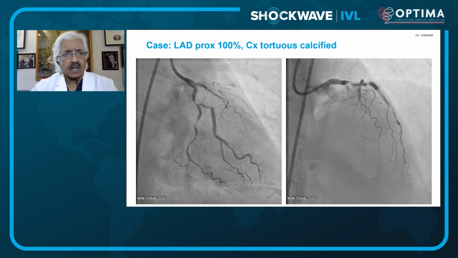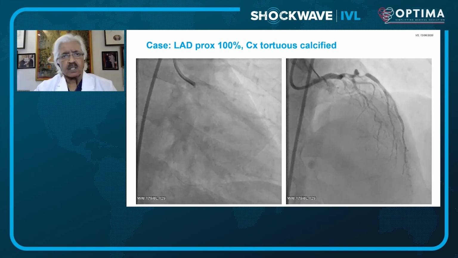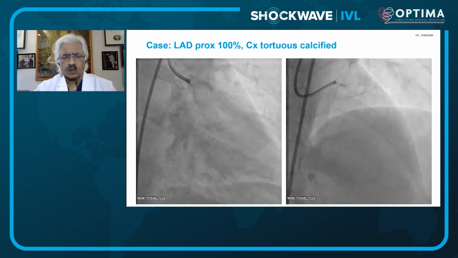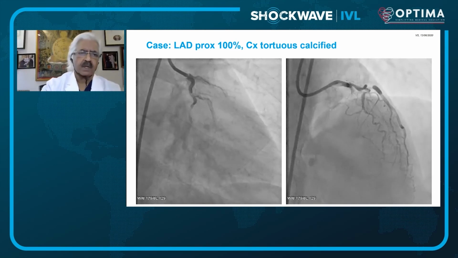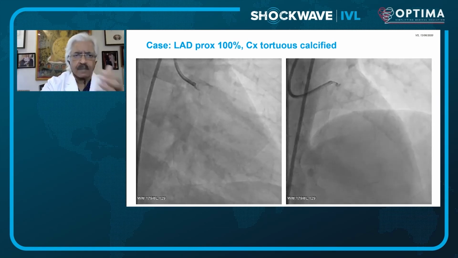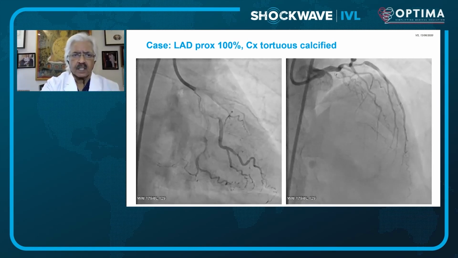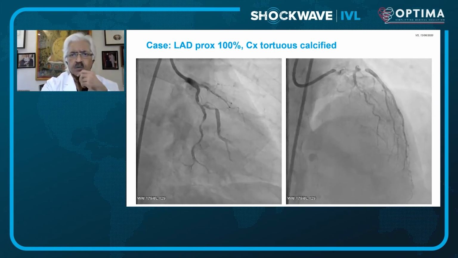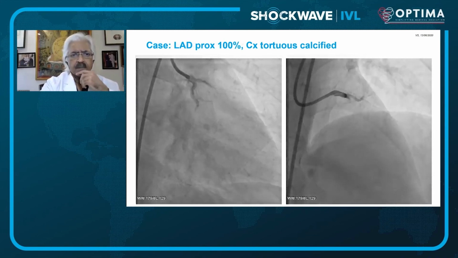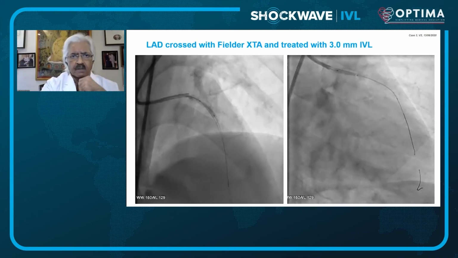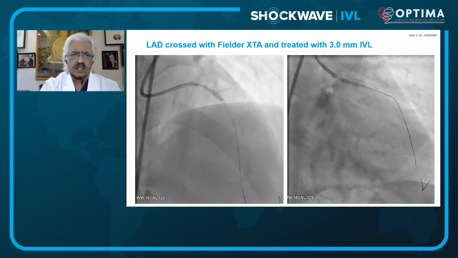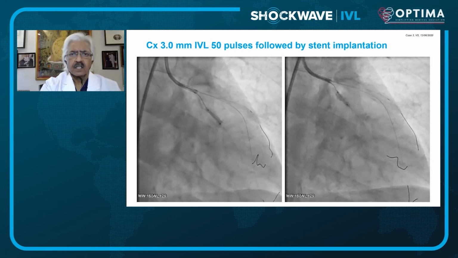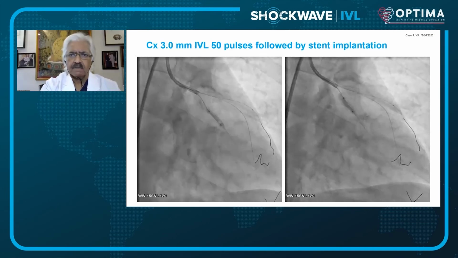IVL is more balloon-like. Here's a case of 100% proximal LAD with a circumflex which is tortuous and calcified. This is clearly upfront IVL, because rotational atherectomy would be fraught with perforations, and a balloon, even non-compliant balloon dilatation, would be inadequate preparation for this vessel. Having opened up the LAD, 30 pulses were delivered on the LAD, and the remaining 50 pulses were reserved for delivering it into the circumflex. This was 3 millimeter IVL.